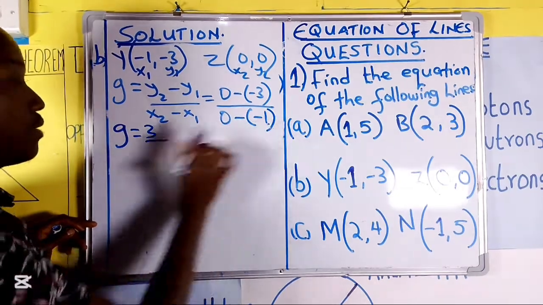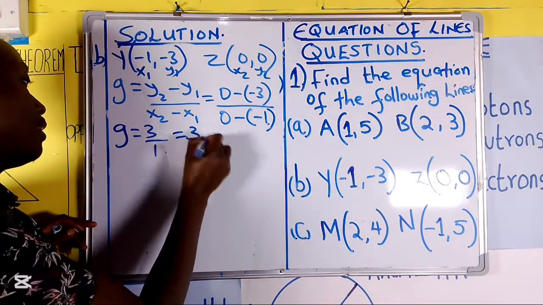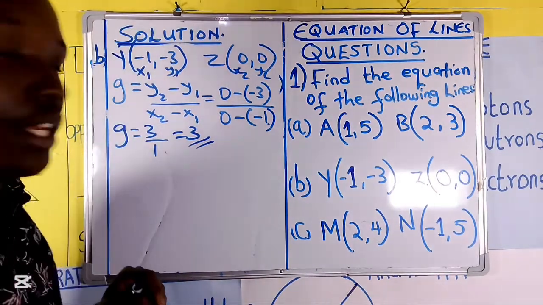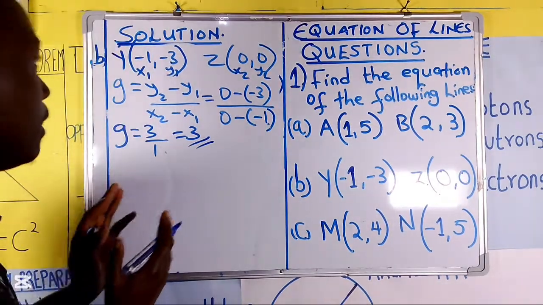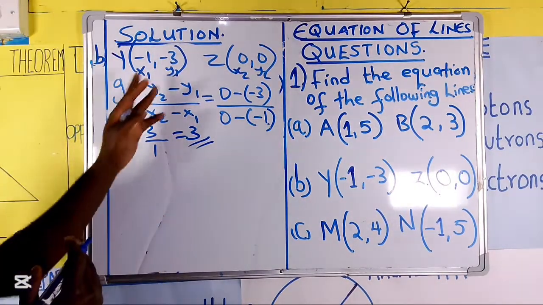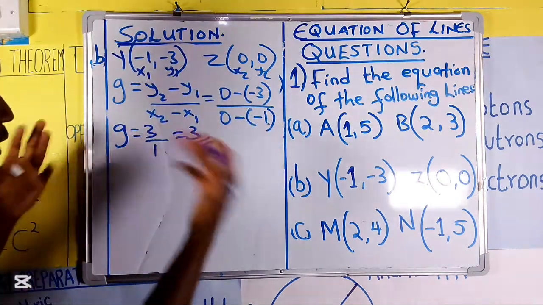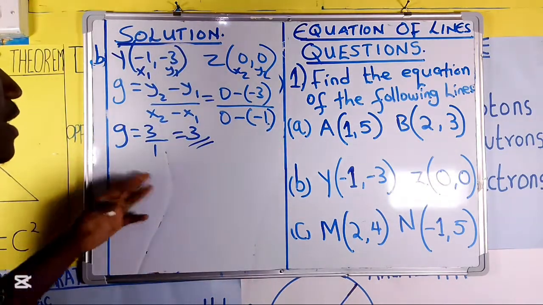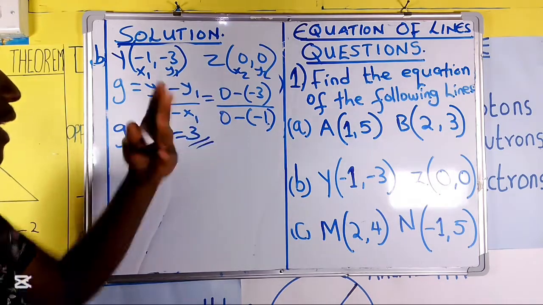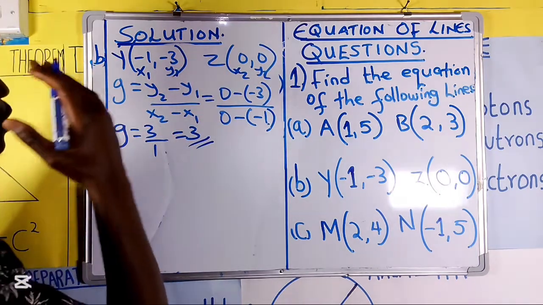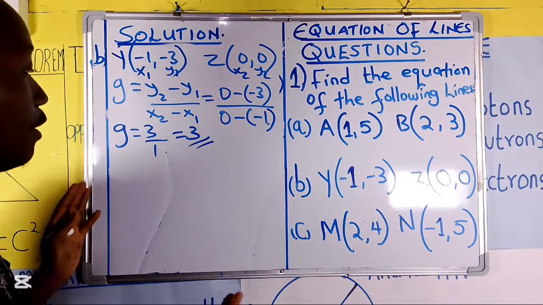So it will be 0 plus 1, which is equivalent to 1. And that will definitely give us a gradient of 3. So when we get our slope as 3, we will now choose one of the coordinates to use, either y or z. For this case, you can choose any. If we choose z, there is no harm. If we choose y, there is still no harm.